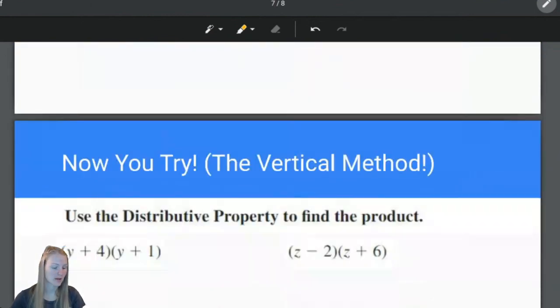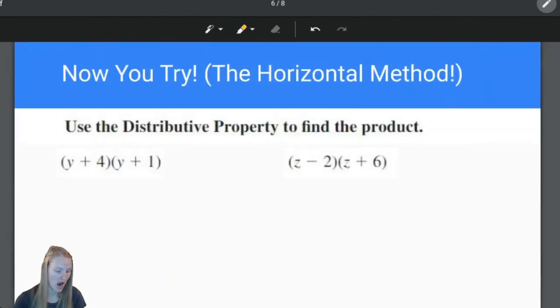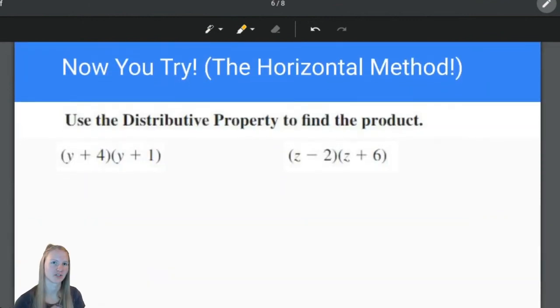Fine, you can just move straight on. You can do it with the vertical method. I'm going to show you both. So you try whichever way you like best. Pause the video and try horizontal, vertical, whichever you like, try it. And then unpause the video to do it with me. So we're going to do the horizontal method first.